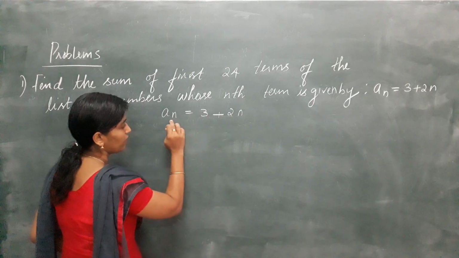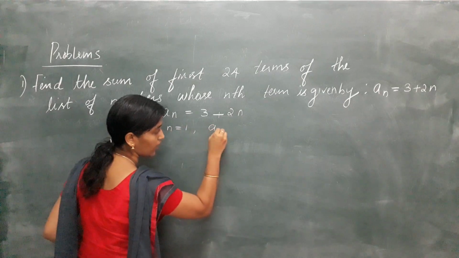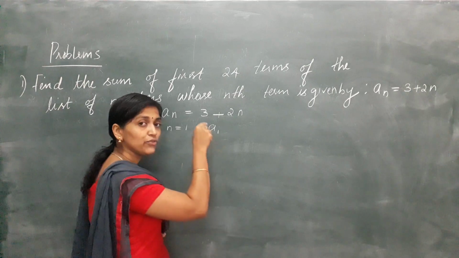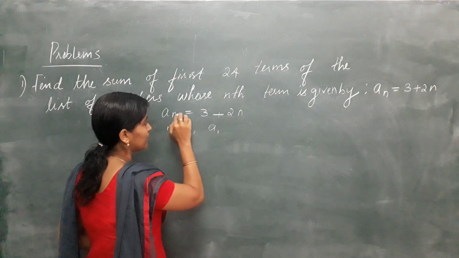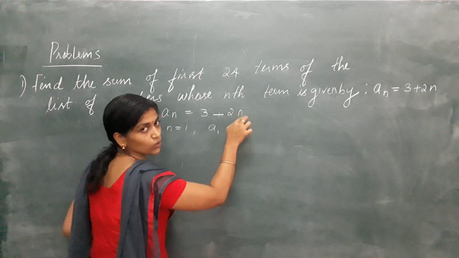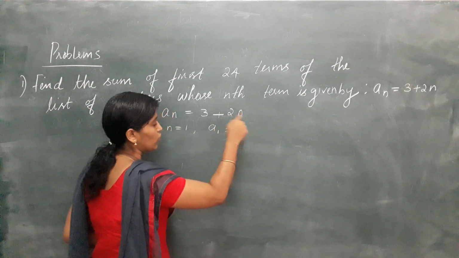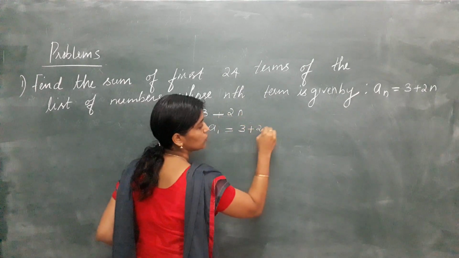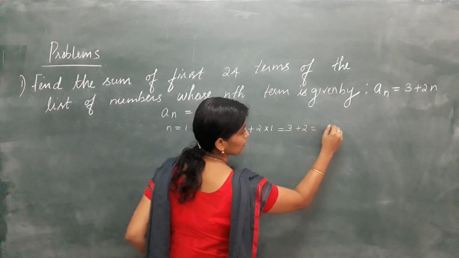When you give n value is equal to 1, you will get A1. We have studied A1 is the first term of the AP, and you get it by giving the value of n as 1 in this formula. So we will get 3 plus 2 into 1, that is equal to 3 plus 2, that is equal to 5.